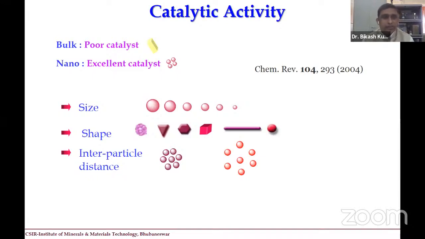When you tune the catalyst to a nanostructure, to nano dimension, its catalytic activity increases. If you tune the size further down to nanostructures, the catalytic activity increases. Also, if you tune the shape of the nanocatalyst, the catalytic activity increases, and so does the interparticle distance, meaning how you disperse and distribute the nanoparticles on a catalyst support so that they do not aggregate or agglomerate, and the interparticle distance remains such that we get high efficiency and high catalytic activity.